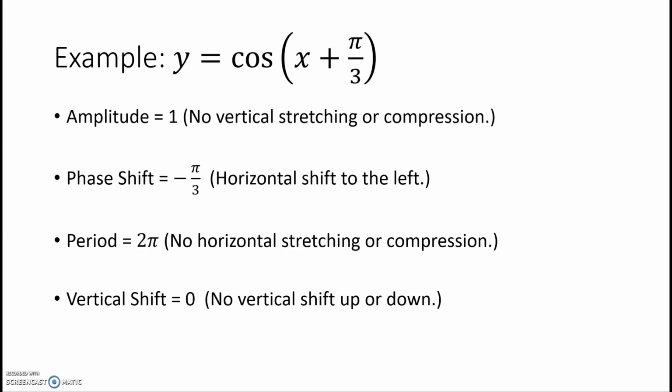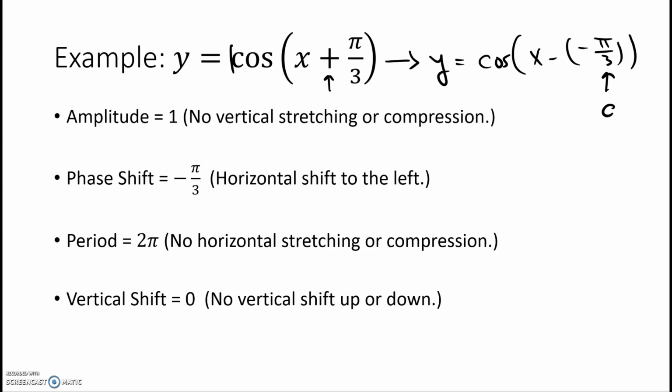Okay, now for y equals cosine of x plus pi over 3, notice I don't have another number other than 1 in front of cosine, so my amplitude is going to be 1. Since it's 1, I don't have any vertical stretching or compression. For our phase shift, remember, I have to have a negative right there, so we could write this as cosine of x minus negative pi over 3. This right here would be our c value. This right here in front of x, which is just 1, would be our b value.